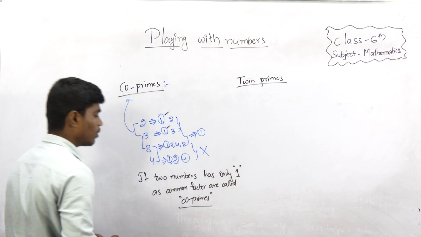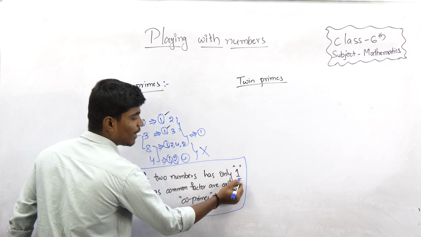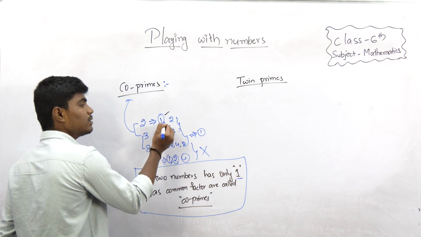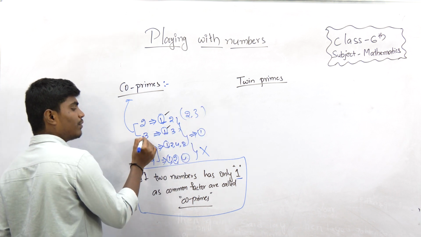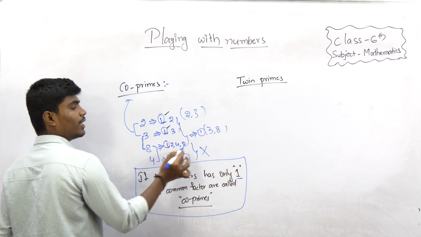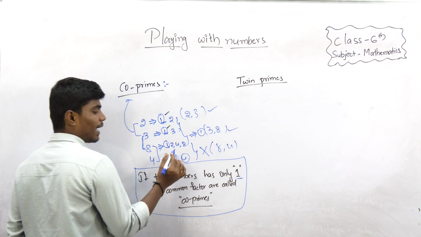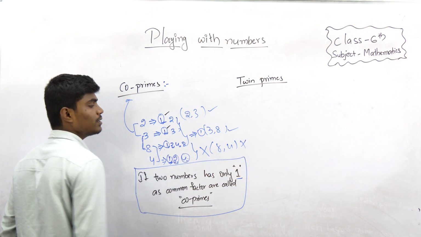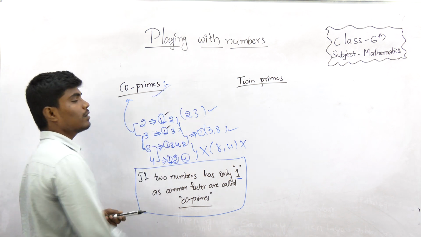What are co-primes? If two numbers have only one as a common factor, then the numbers are called co-primes. Here 2 and 3 have only one as a common factor, so 2 and 3 are co-primes. If you take 3 and 8, they have 1 as the only common factor, so 3 and 8 are also co-primes. If you take 8 and 4, other than 1, they have 2 and 4 as common factors. So 8 and 4 are not considered co-primes. Okay, with this we have completed co-primes.